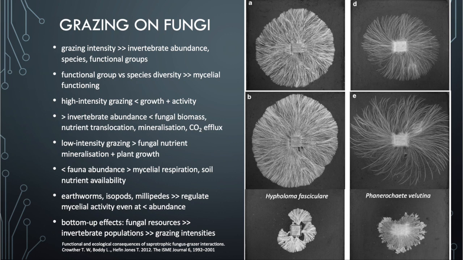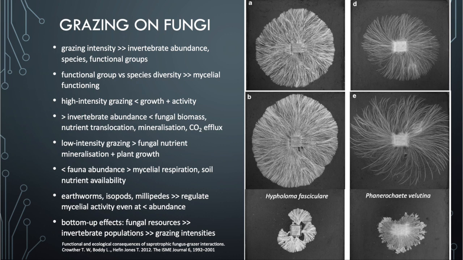But the rule is that high intensity grazing decreases fungal growth and activity, and greater invertebrate abundance decreases fungal biomass. So that makes sense, right? Because the more organisms you have feeding on fungi, of course, that's going to reduce the fungal biomass. And also nutrient translocation is affected, and mineralization of those nutrients and carbon dioxide release into the atmosphere because of reduced fungal biomass in the first place by an overpopulation of invertebrates feeding on fungi.